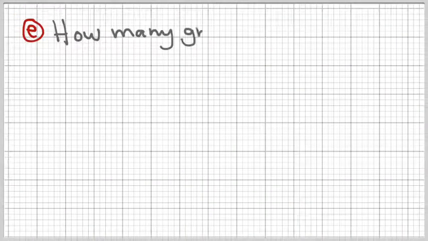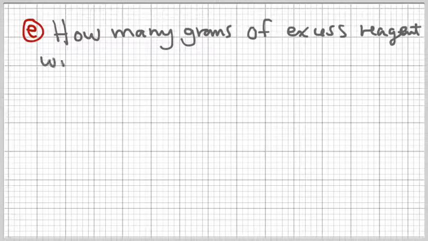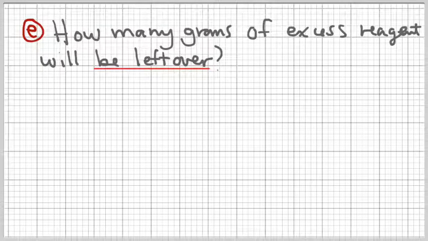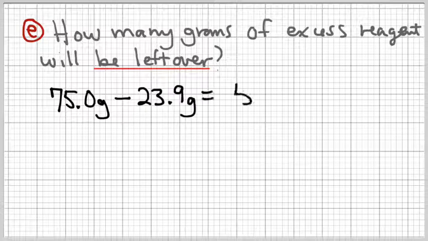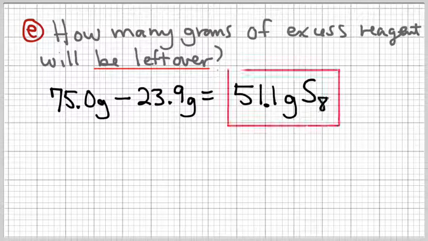And so lastly, what I'd like to figure out then is how many grams of that excess reagent, the sulfur, were left over at the end. So this is a simple calculation. You obviously are going to take what you started with, the 75 grams, take the amount we just calculated as reacting, 23.9, and the difference is the leftover excess reagent. So excess reagent will remain at the end of the experiment.